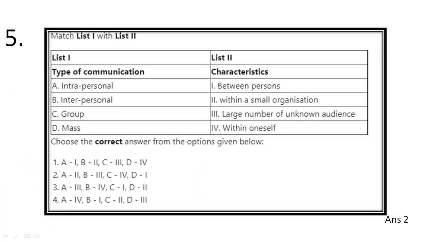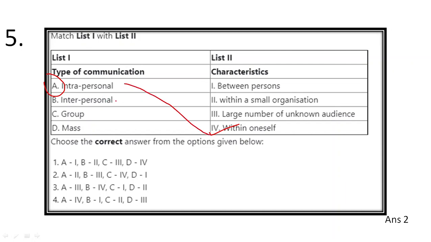Moving on to the fifth one, we have types of communication and characteristics. We have to match list 1 with list 2. First is intrapersonal communication, A. It matches with option 4, because intrapersonal communication is within oneself. The person is talking to himself. The person is seeking his own transcendental form, his own spiritual form. He is speaking to himself. So option 4 best matches with A.